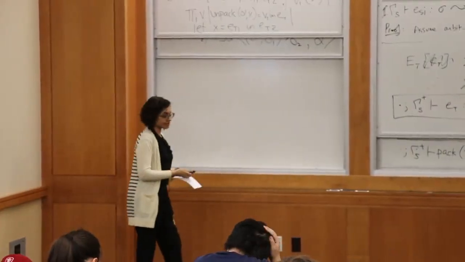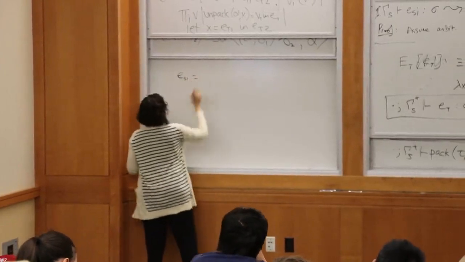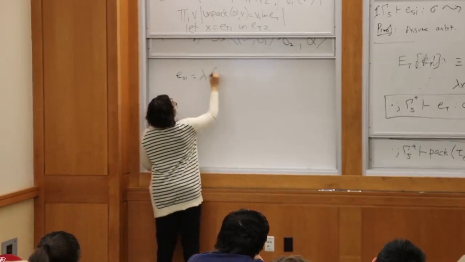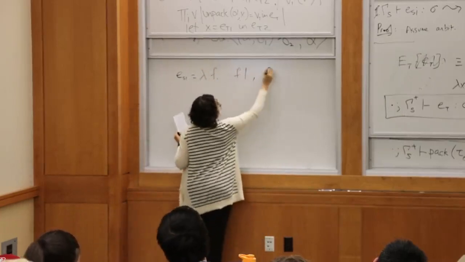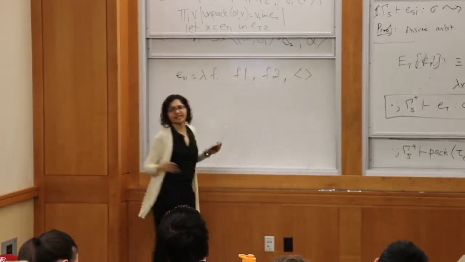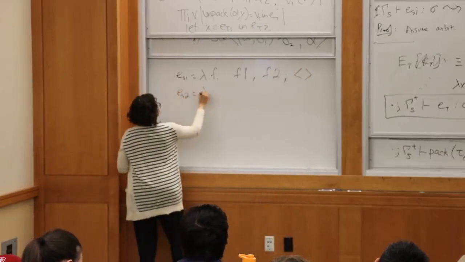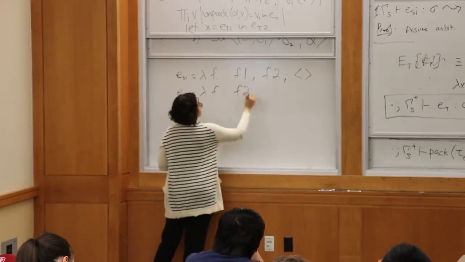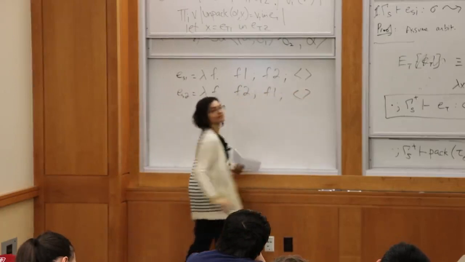suppose that I have two expressions, ES1 and ES2. ES1 is an expression of the form: take a function F and apply it to 1, then apply it to 2, and just return unit. Okay, an empty tuple. Right? And I'll construct another one. ES2 is something that takes a function. We first apply F to 2, then we apply it to 1, and then we return unit.